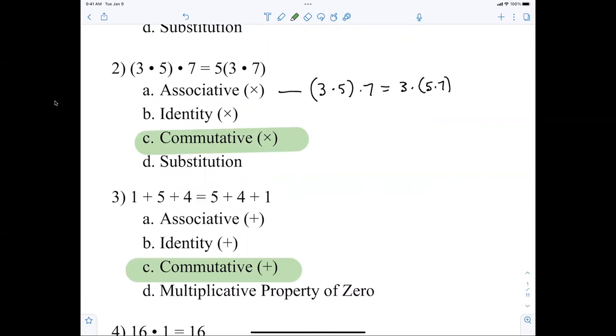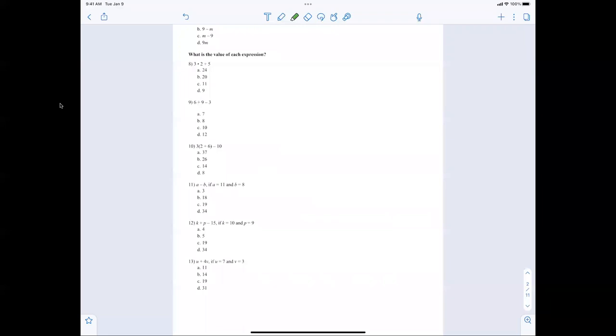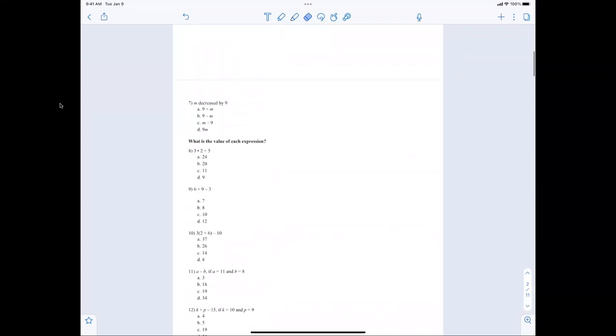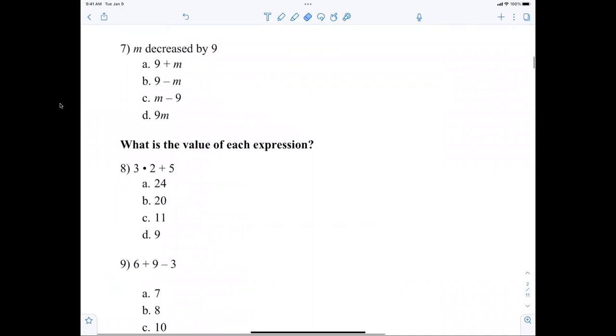All right, everyone be patient now. Flip the page and you do a couple problems. I'm going to put it on pause for a minute. All right, I don't want to just give you the answers. All right, resume. We'll get to it. All right, number 7. M decreased by 9. Everybody should come up with C on that.